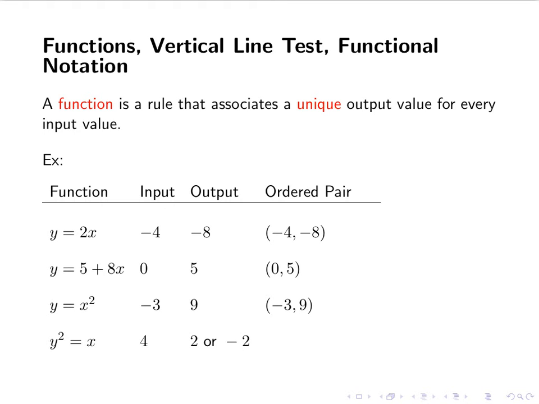What that means is that it's not unique, and this one is not a function. It's still a rule, but it's not a function, because the output is not unique. But I could still write it as an ordered pair. It's 4, 2 or 4, -2. But again, it's not a function.